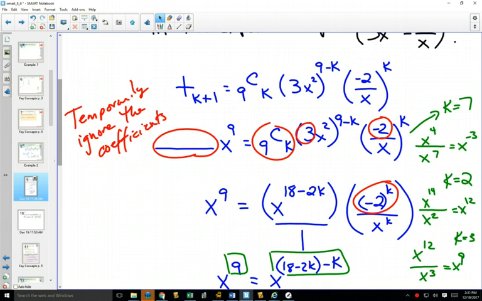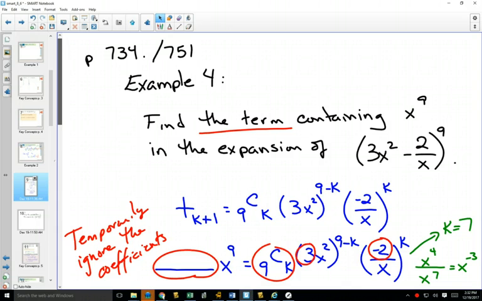Just to make sure, for everyone's benefit, this is never going to be multiple choice. This is long answers. So these are the questions that say find a term containing something, containing an x to the 9.